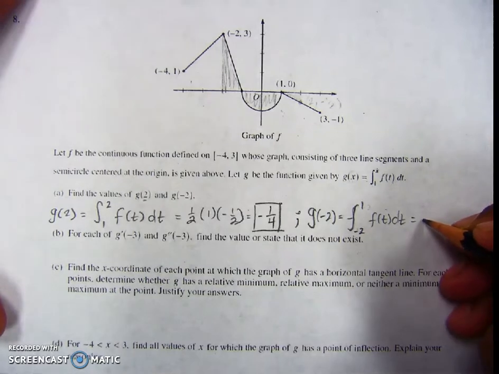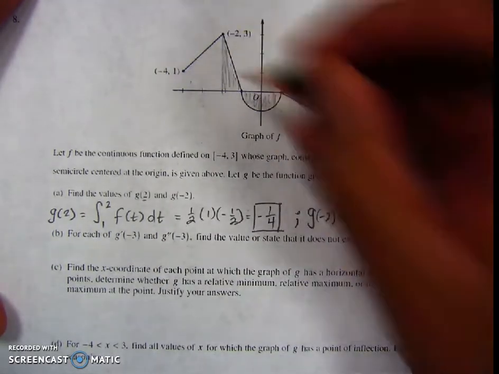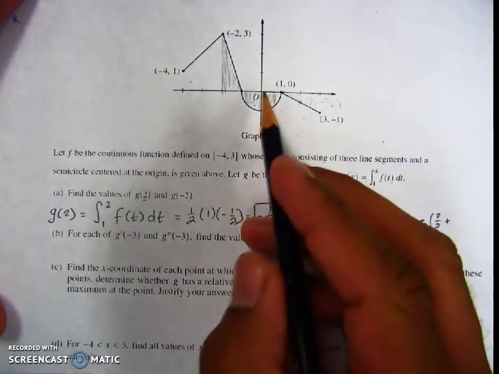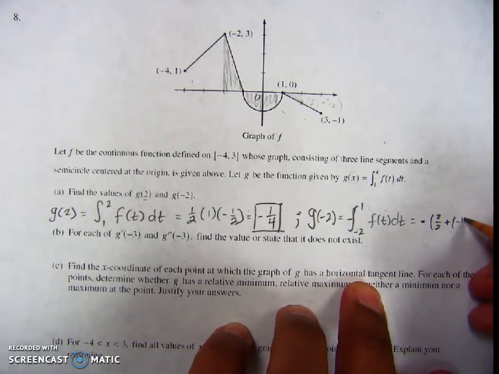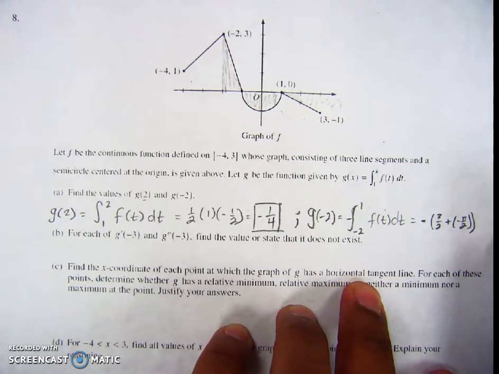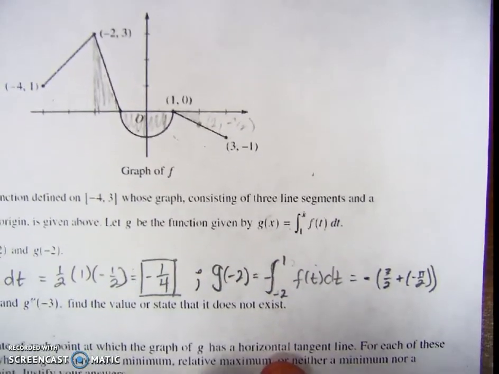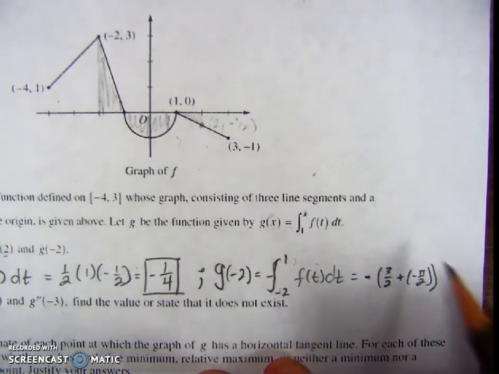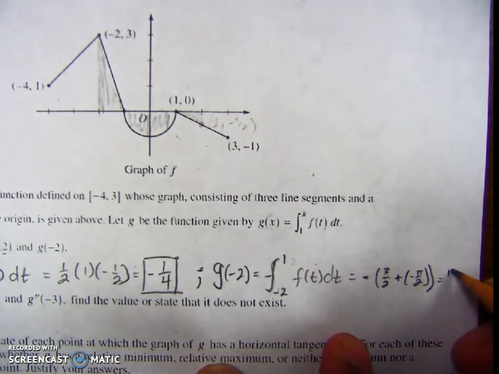Okay, so what we have is the negative of, and so it's just, this triangle is 3/2 plus, and then the semicircle should have an area of π/2. And so what we do here is just pretty much it's 3/2 plus π/2. But once we distribute that negative, it's now (-3 - π)/2. That should be the answer.